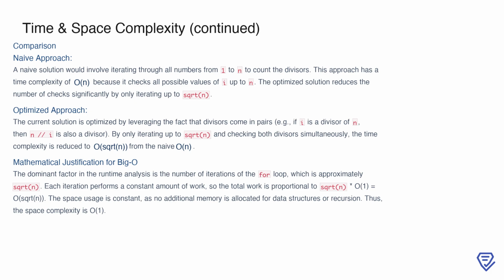The mathematical justification for this big O analysis lies in the nature of the outer loop, which iterates approximately sqrt n times. Since each iteration involves a constant amount of work, the total runtime is proportional to sqrt n multiplied by O(1), which simplifies to O(sqrt n). Finally, the space complexity remains O(1), as no additional memory is used beyond the loop variable and the divisor count.